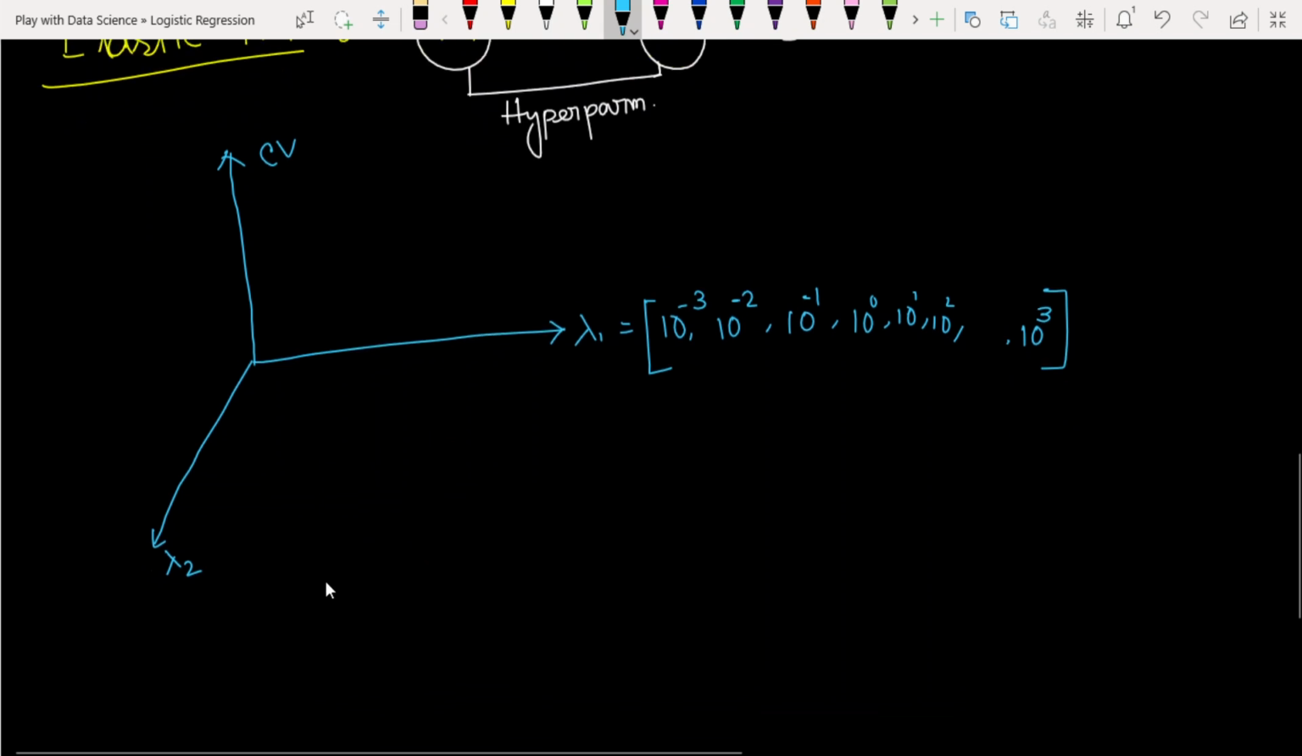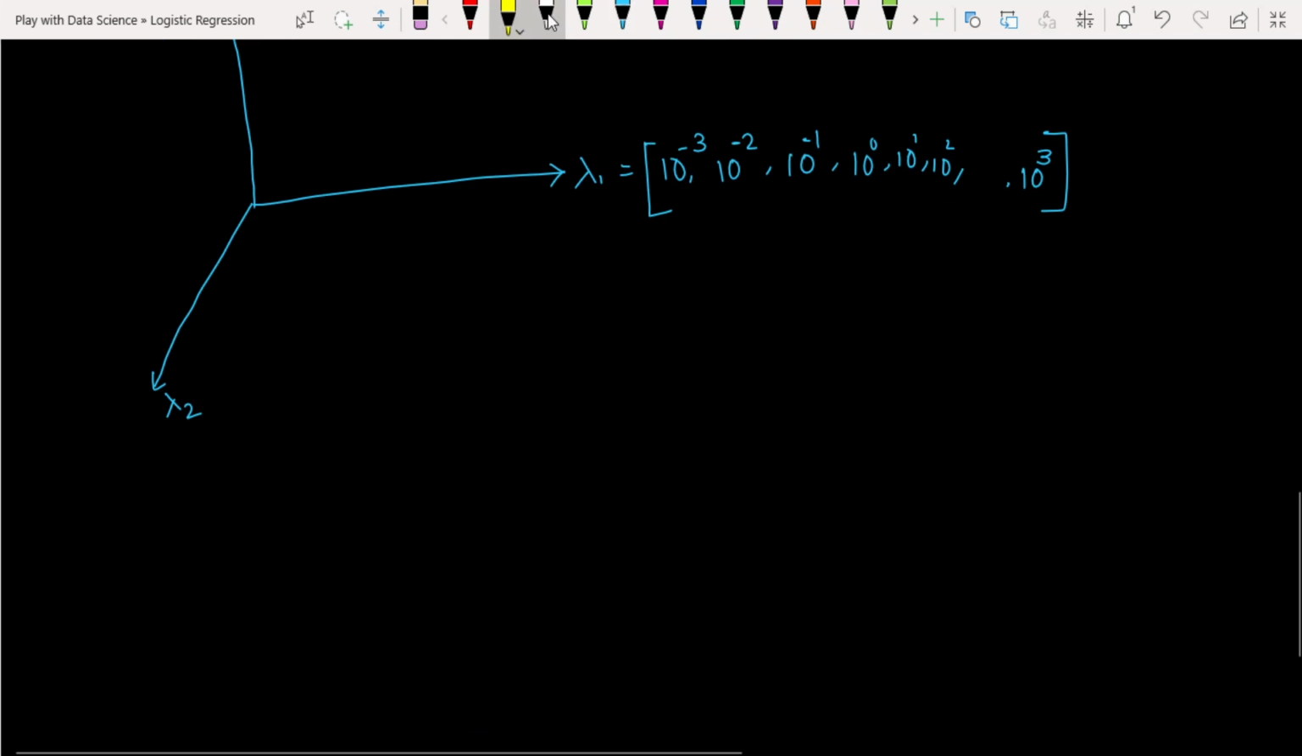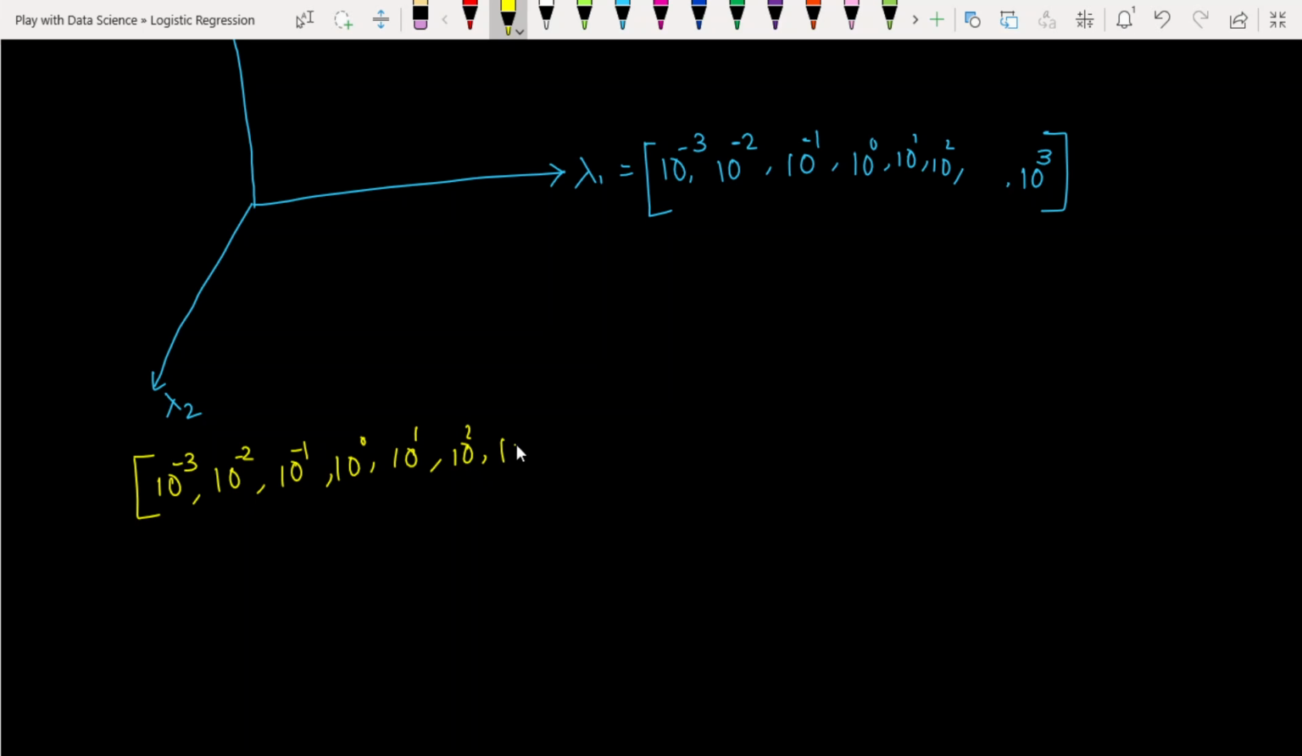Okay, similarly we divide the lambda 2 interval as well: 10 to the power minus 3, 10 to the power minus 2, 10 to the power minus 1, 10 to the power 0, 10 to the power 1, 10 to the power 2, 10 to the power 3.